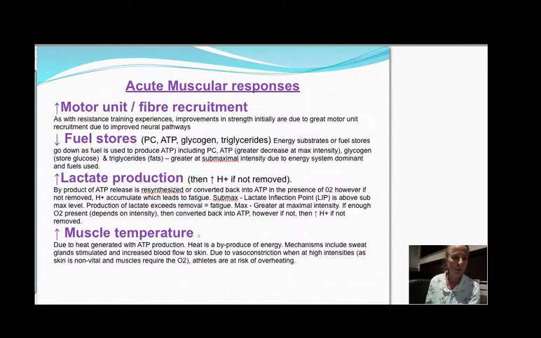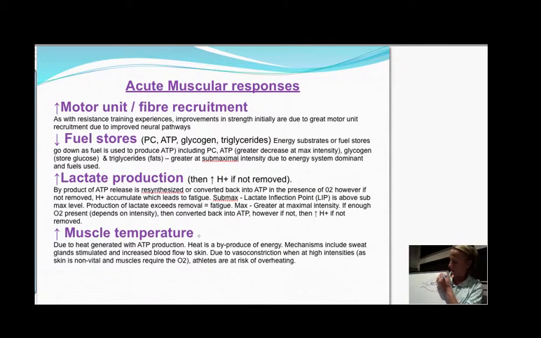Okay, fuel stores go down. Why do fuel stores go down? In our muscles, remember we have oxygen plus glucose gives us energy plus carbon dioxide and water. So when we're using these fuel sources, these are stored in the muscle, and also glucose is stored in the liver as glycogen.